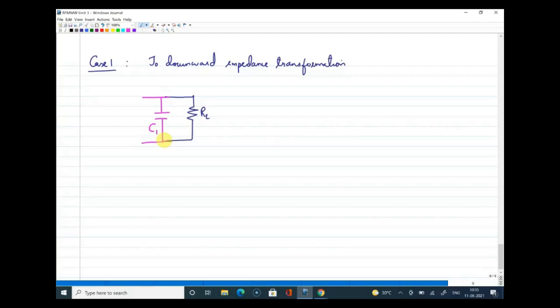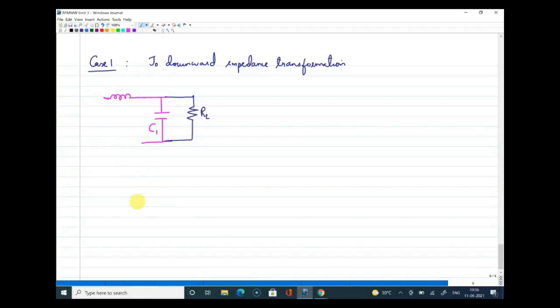For that, we need to add another element here. So I'm adding an inductor to cancel the effect of this capacitor, because we know that the impedances of both can get cancelled at a specific frequency, or if we operate the circuit at resonance. Right. This is how I have drawn the circuit.